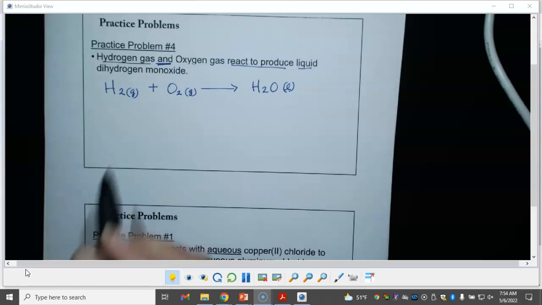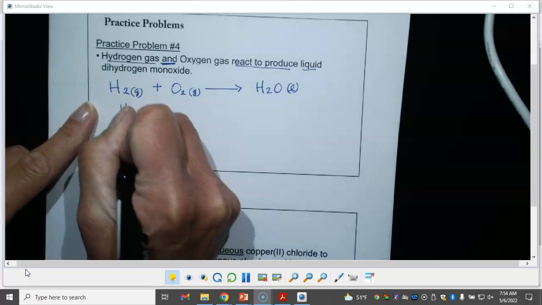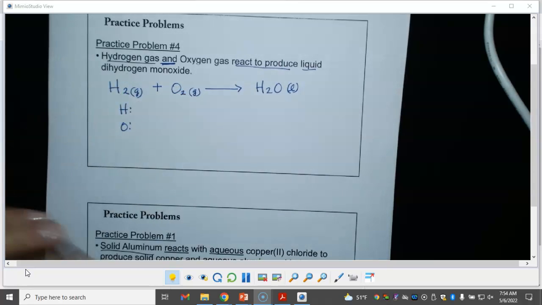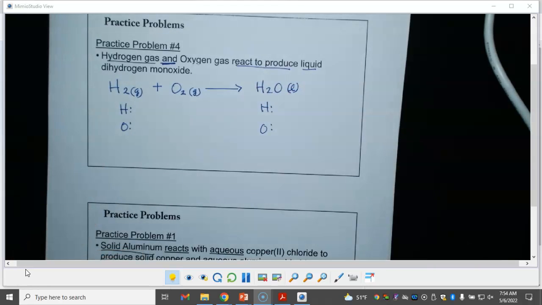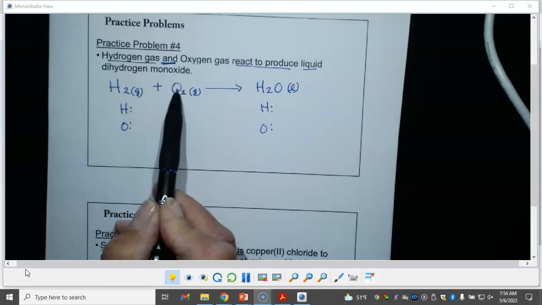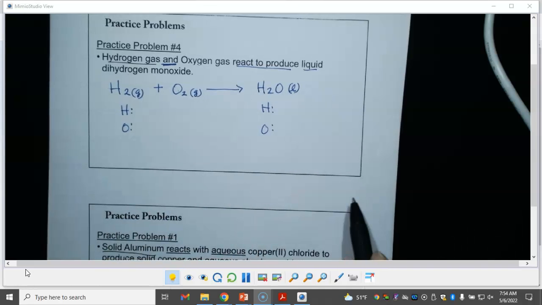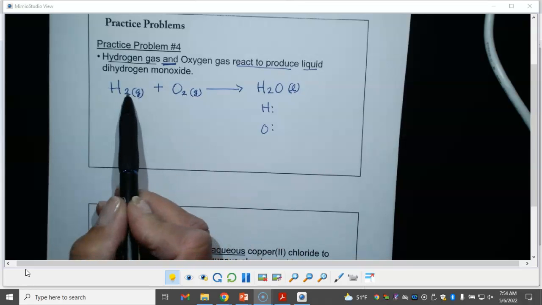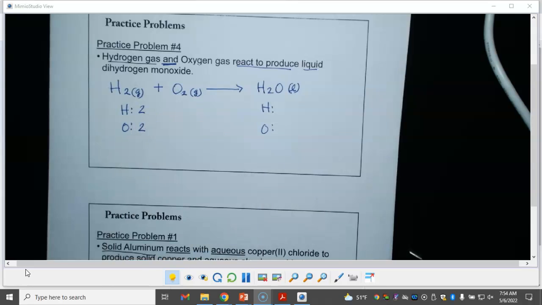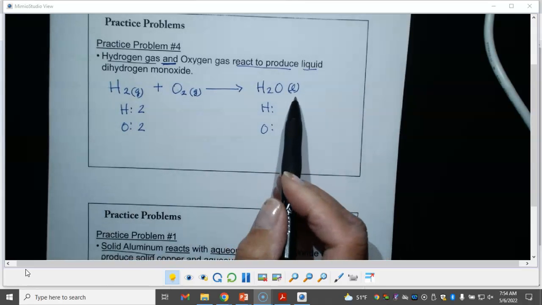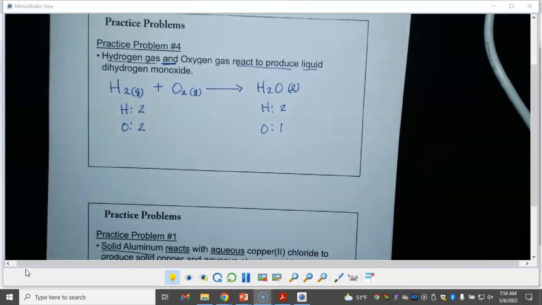Okay, so I'm going to start on my reactant side, and I am going to write out the elements that I have present on each side. And I like to keep them in order on both sides. So these guys are my reactants. This is my product. Okay, so I'm going to count up how many hydrogen atoms I have. I have 2 hydrogen atoms. I have 2 oxygen atoms. Okay, on my product side, I have 2 hydrogen atoms, and I have 1 oxygen atom.